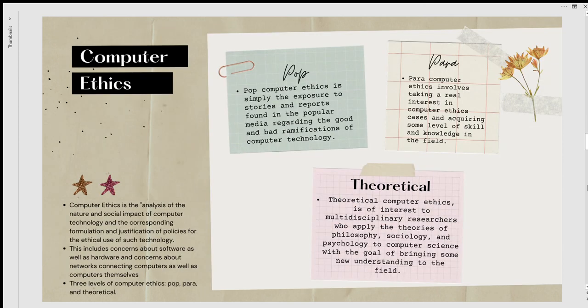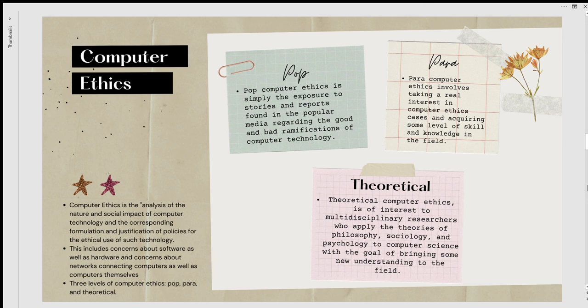Okay. Let's now move on to computer ethics. So, computer ethics is the understanding of the cause and effect to society of computer technology and the corresponding formulation and justification of policies for the ethical use of such technology, including the software and hardware and concerns about networks connecting computers and computers themselves. So, we have three levels of computer ethics, which is pop, para, and theoretical.